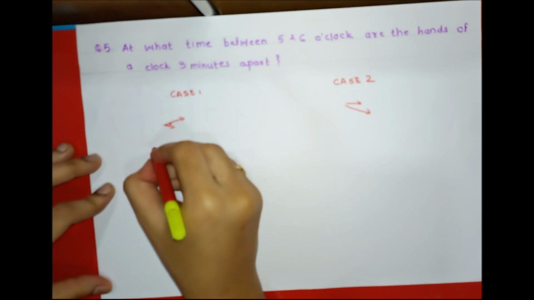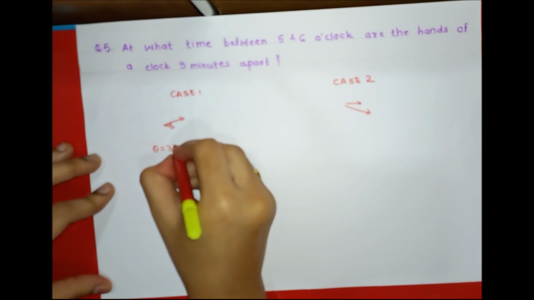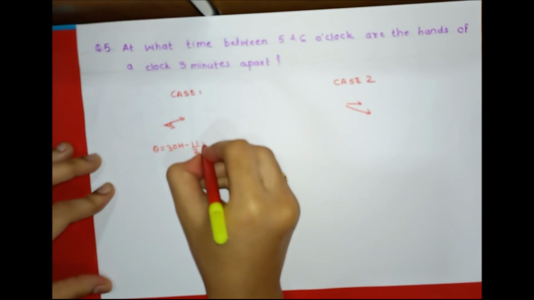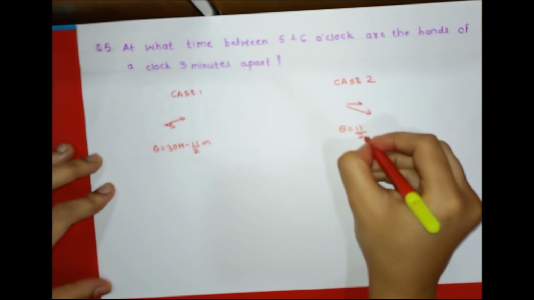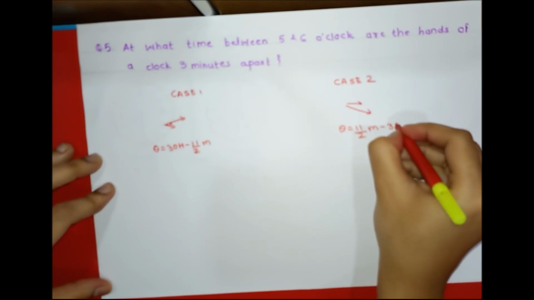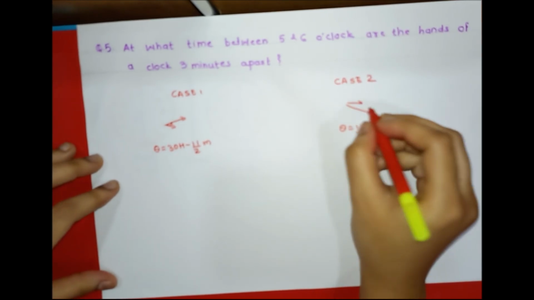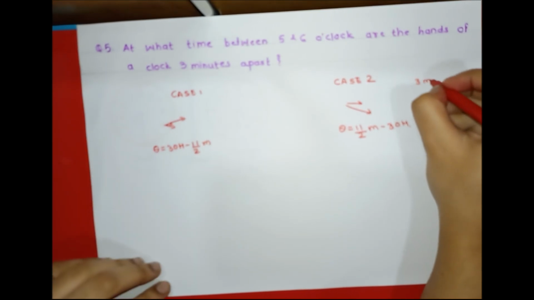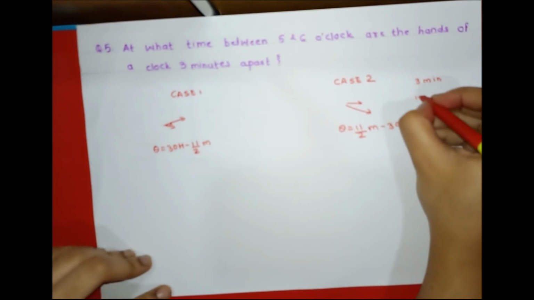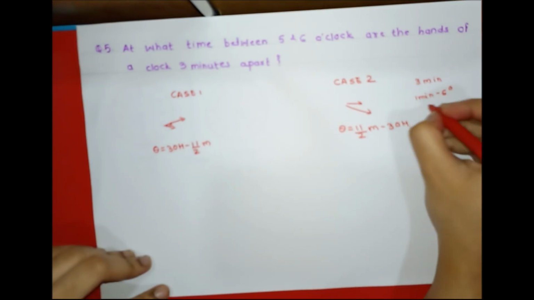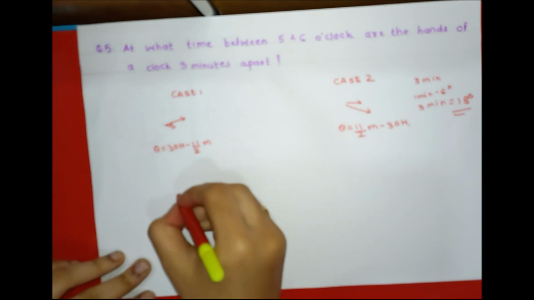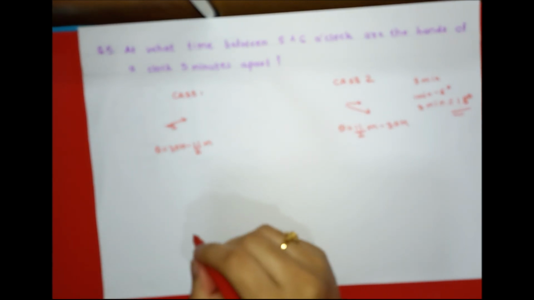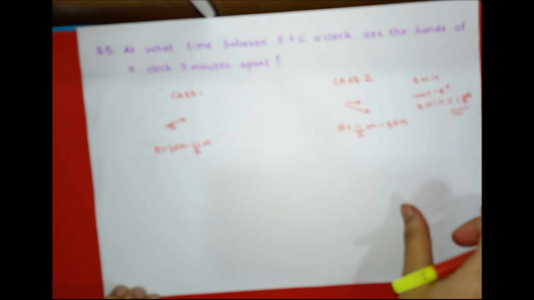In the first case we will be using theta is equal to 30h minus 11 by 2 m, and here we will be using theta is equal to 11 by 2 m minus 30h. The time given is 3 minutes. So we know that 1 minute means 6 degrees, so 3 minutes is 18 degrees. So try solving both the cases and find out the answer. I will be writing down the answer in the comment section.